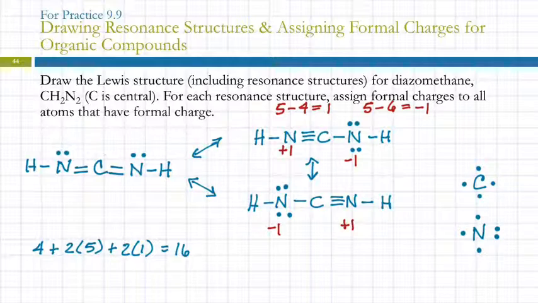So it doesn't ask this, but which of these resonance structures contributes the most? Which one has the lowest formal charges? This one, right? All zeros. So this is the best one. Questions?